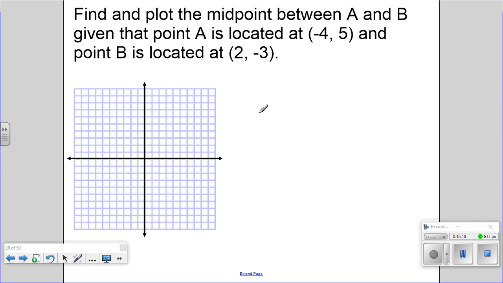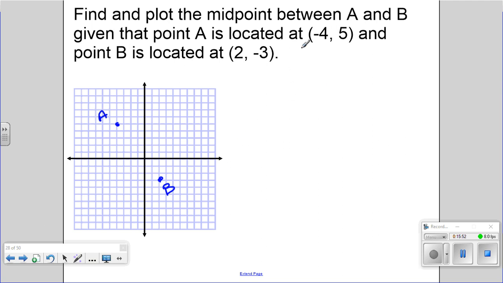In this example, it would like for us to find and plot the midpoint between A and B, given that A is located at -4, 5, and B is located at 2, -3. If you would like, you could graph point A and point B. So -4, 5 is right here. That's A. B is 2, -3, right there. So we're looking for the midpoint.